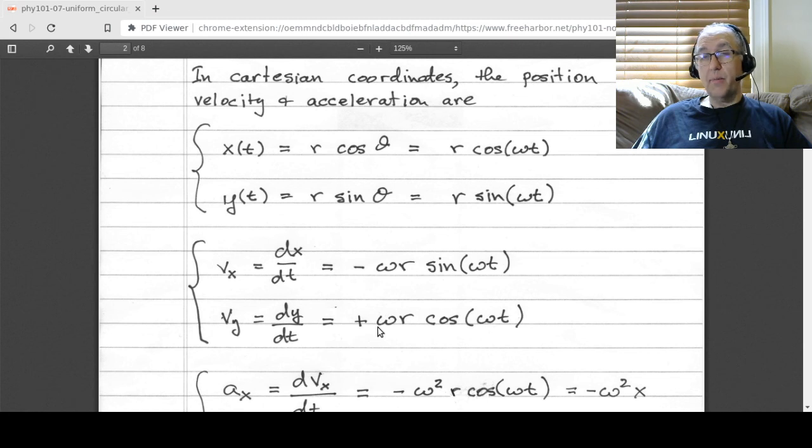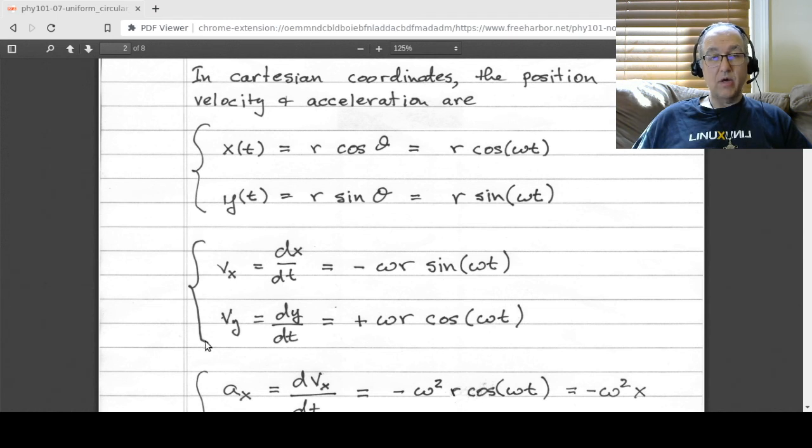And we still get an extra factor of omega because why? Again, the chain rule, okay? And so Vx is going to be minus omega r sine omega t, and Vy is going to be plus omega r cosine omega t. Notice that the cosine was replaced by the sine and the sine was replaced by the cosine, okay? Great, now we have the velocity as a function of time, both components.